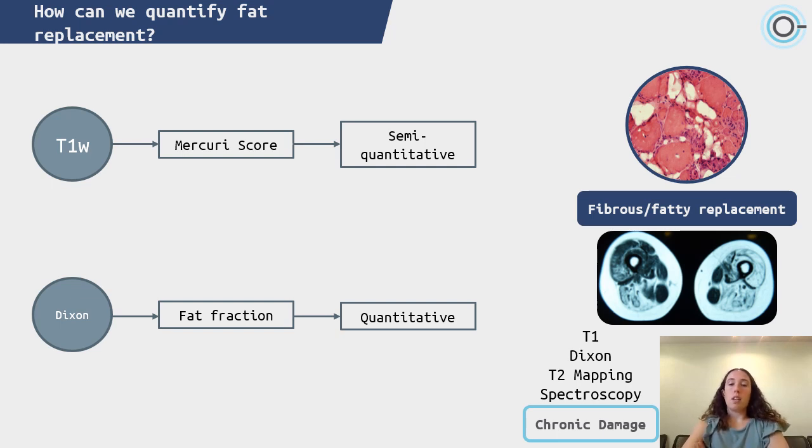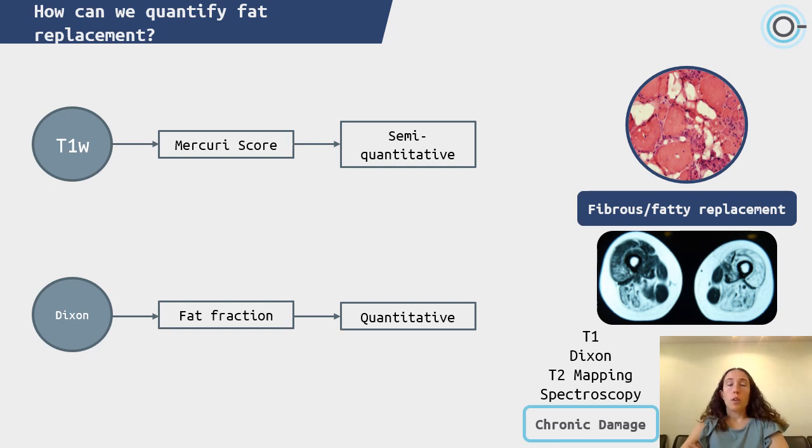However, Dixon is a sequence that allows for a quantitative assessment of the amount of fat that is replacing the muscle, which is known as fat fraction. However, this technique is not usually used in clinical routine care, it's mainly used in research, and it requires a more complex post-processing of the images. That is why for the MYO-Guide project we decided we would work on T1 weighted images.